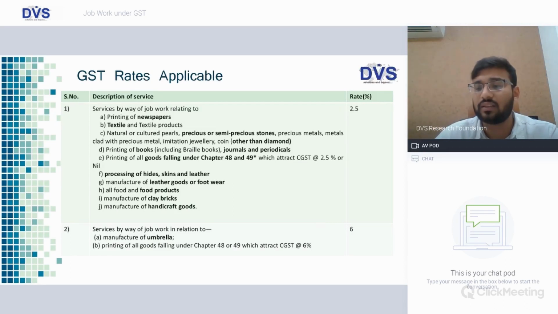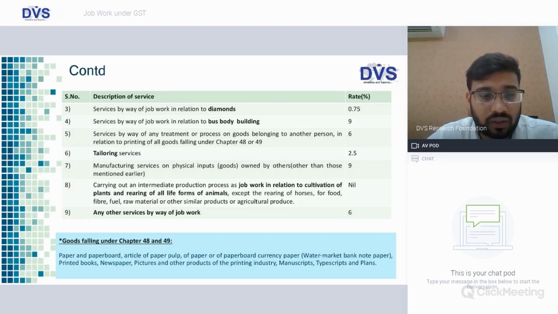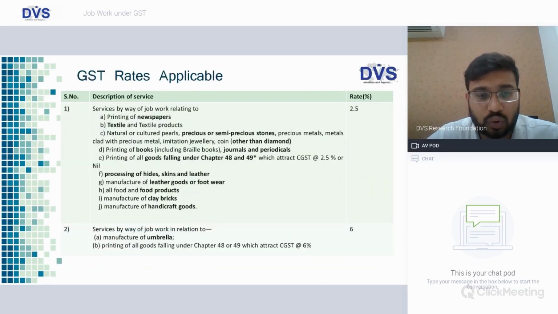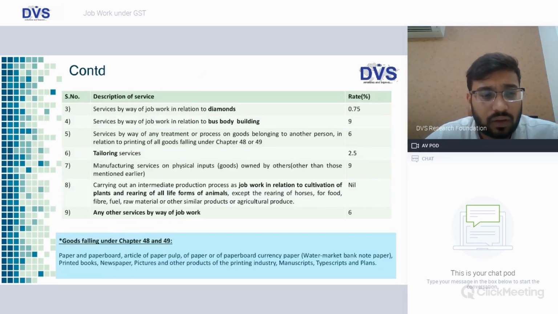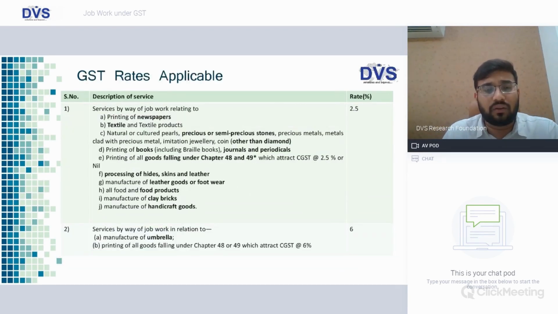As and when GST is liable to be charged on job work services by the job worker, the rate shall be as follows. For job work relating to printing of newspapers, textiles, precious or semi-precious stones other than diamond, books, journals and periodicals, printing of all goods falling under Chapter 48 and 49 (48 and 49 refer to paper, paperboard, articles of paper pulp, so all items relating to paper), processing of hide, skin and leather, manufacture of leather goods or footwear, all food and food products, manufacture of clay bricks, manufacture of handicraft goods: 2.5%.